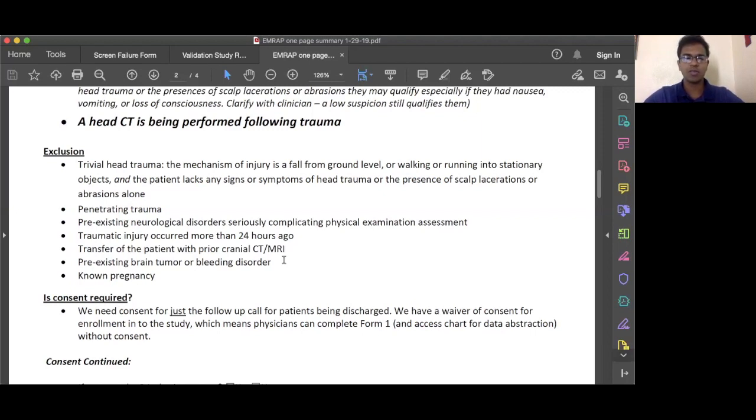So it's important to keep track of what CT's been done in prior hospitals to determine if they are excluded from one or both of the sub-studies. Another exclusion, and this one is new to the head sub-study, is if they've had a pre-existing brain tumor or bleeding disorder, that would exclude them. And the last exclusion is if it's a known pregnancy, then that would also exclude them.